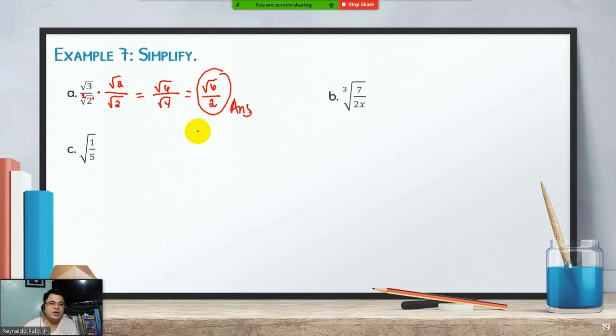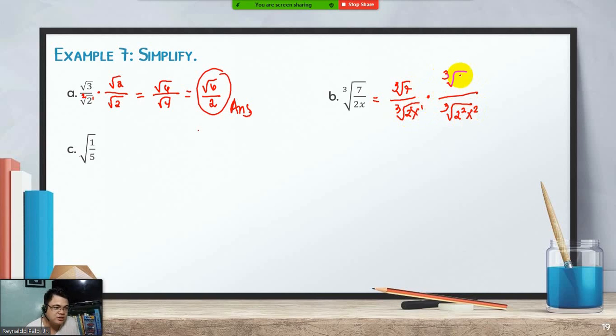For letter B, we have cube root of 7 over 2x. Alright? So, of course, for the meantime, we have to apply quotient rule here. This will become cube root of 7 over cube root of 2x. So, the index of the radical denominator is 3. And then, take note that 2 has an exponent of 1 and x has an exponent of 1. So, all we need to do is to make the exponents of 2 and x equal to 3. How many more do we need? We need 2 more exponents for each. Alright, so we can have cube root of 2 squared x squared to complete the index of 3.